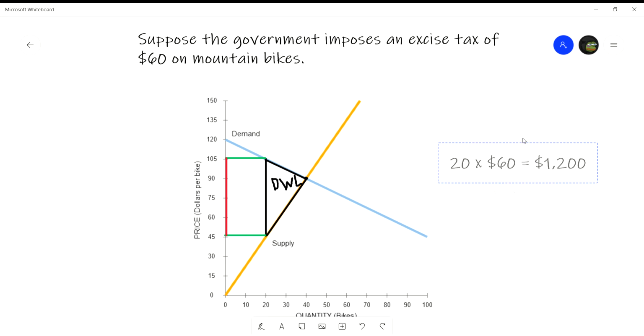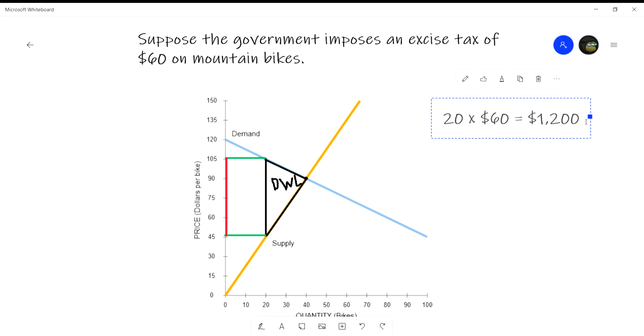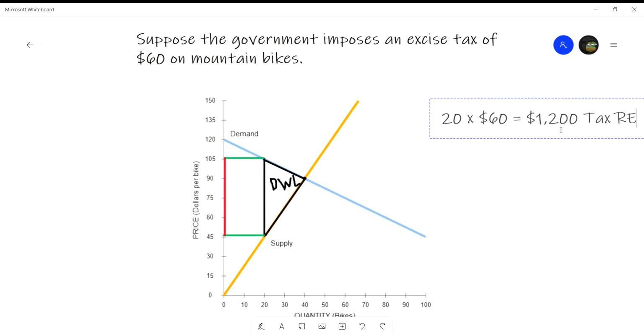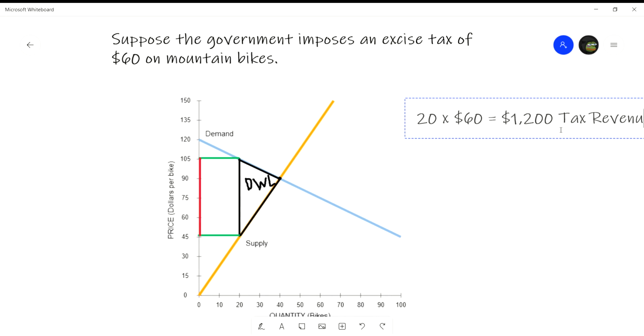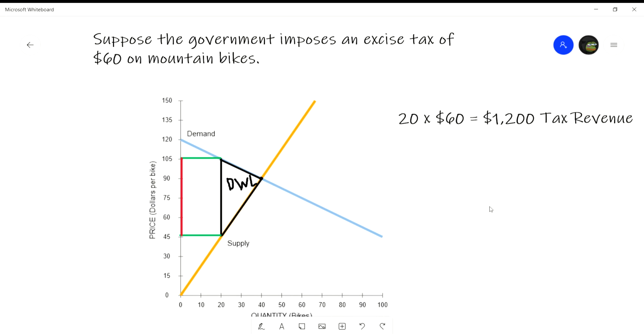This is what we're going to collect from this tax: $1,200, right? Because that's the area of the rectangle of the red and green lines with the backside of the deadweight loss, that black.